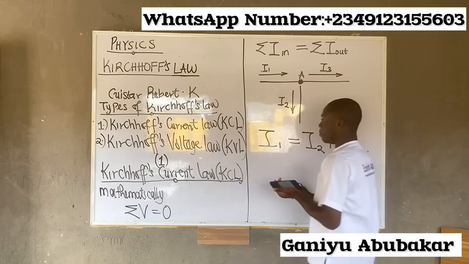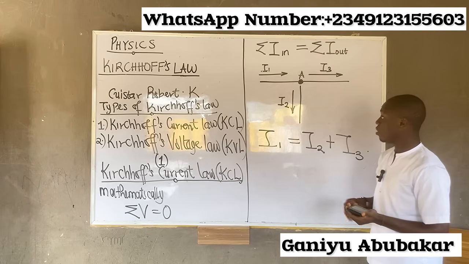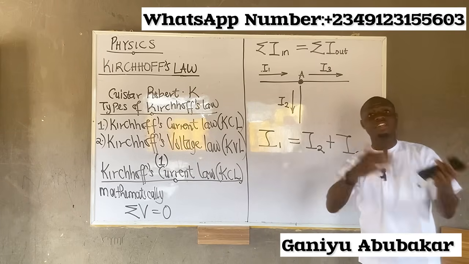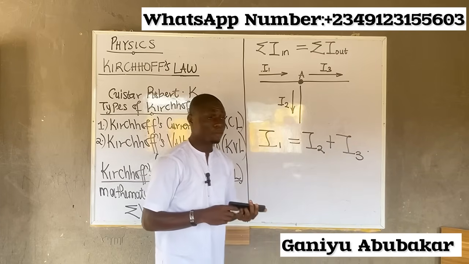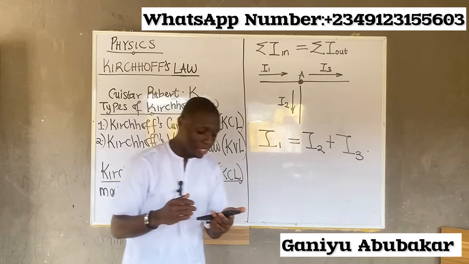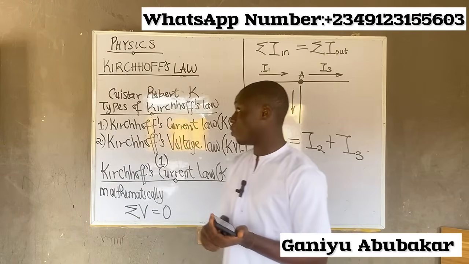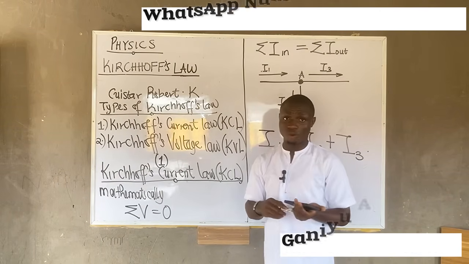This is simply the basic idea of Kirchhoff's current law: that the sum of current entering the circuit must be equal to the sum of current leaving the circuit. So this is the basic knowledge behind Kirchhoff's current law. We'll look at the second law, called Kirchhoff's voltage law.